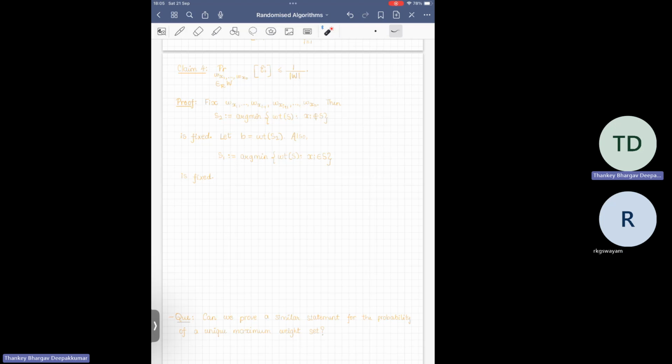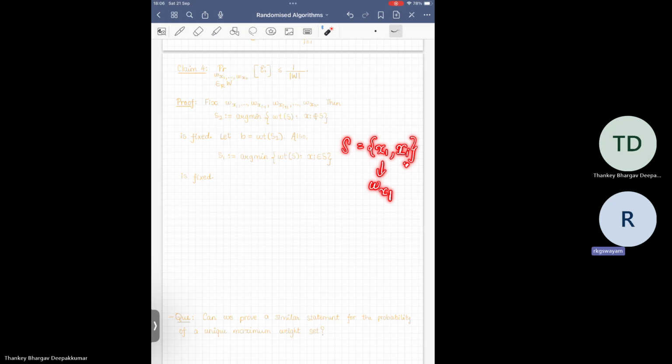Why? Because let me look at any set which contains Xi. Because I haven't assigned a weight to Xi, the weight of that set is not fixed. So let's say S is X1 and Xi. I have given weight to X1, but I haven't given weight to Xi yet. So what's the weight of S? The weight of S is Wx1 plus Wxi, but I haven't fixed Wxi. So the weight of S is not fixed yet.